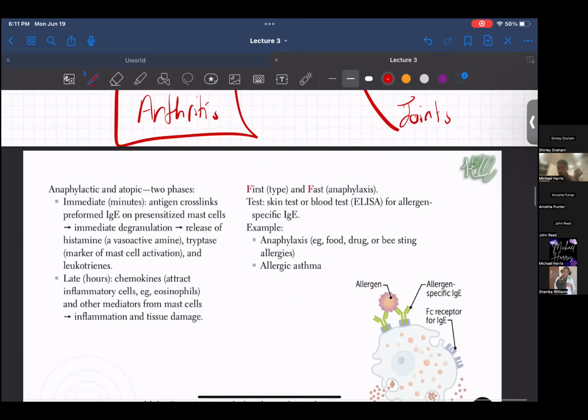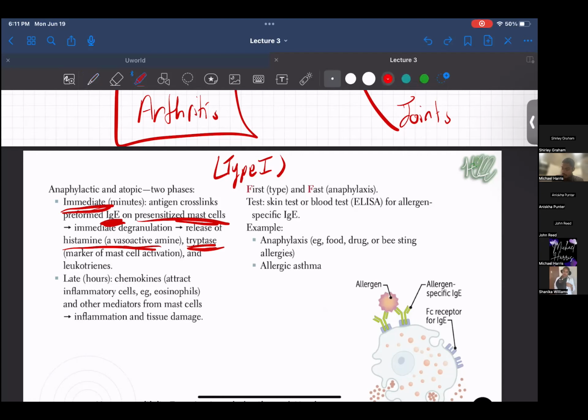So just like we talked about, anaphylactic, or this first one, this is type 1, right? You have this fast initial phase, which is the immediate due to IgE, pre-sensitized mast cells. So you had that sensitization stage, and now the secondary exposure causes you to release things like histamine, like we said, tryptase, which is a big mast cell marker, like we said. Okay. Now, the other thing, like we were talking about, is leukotrienes.